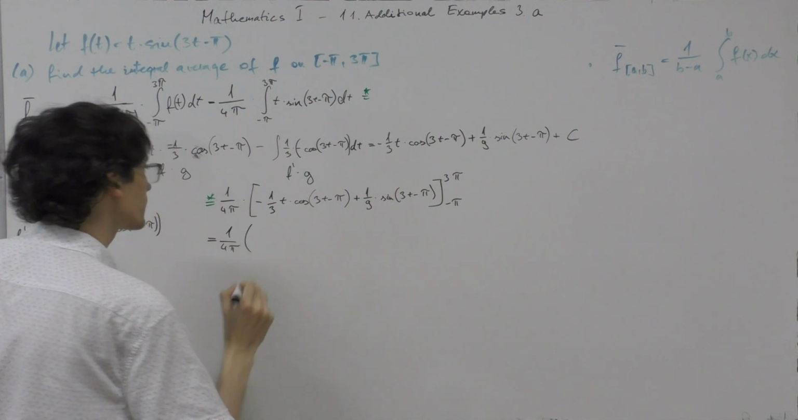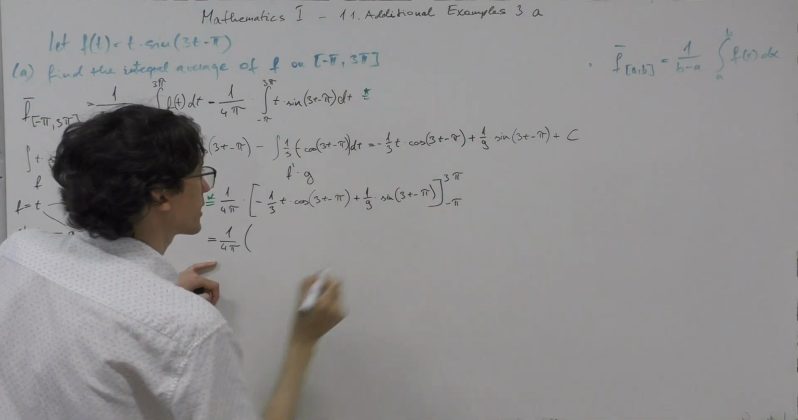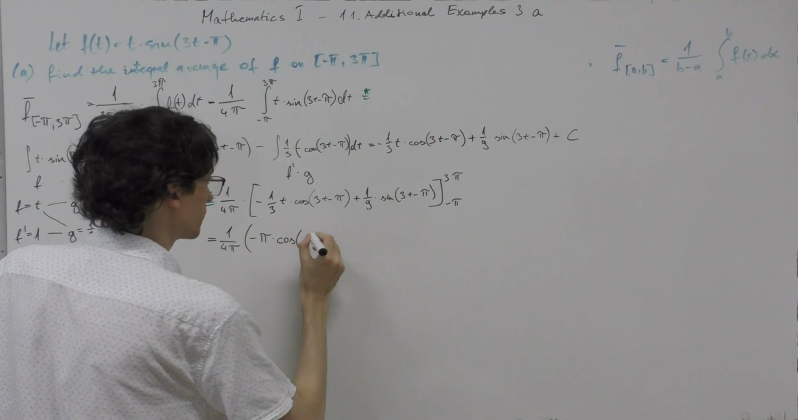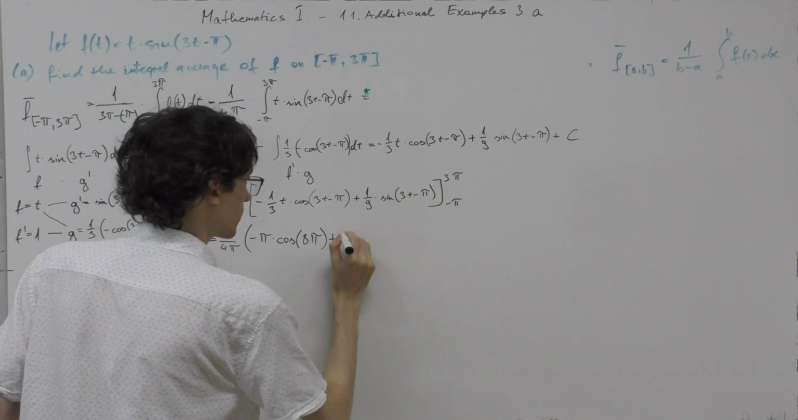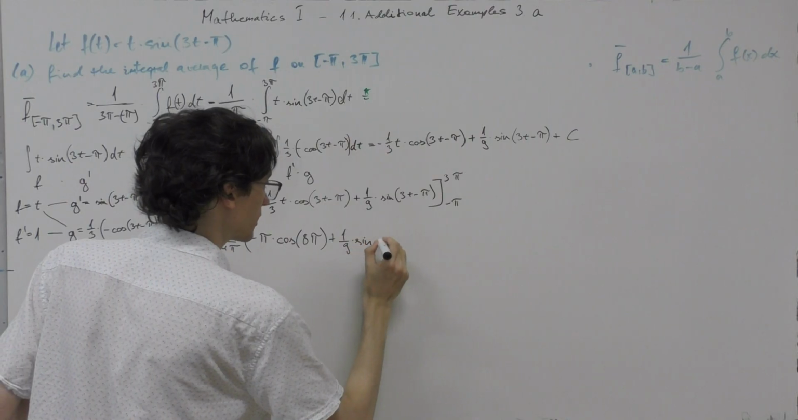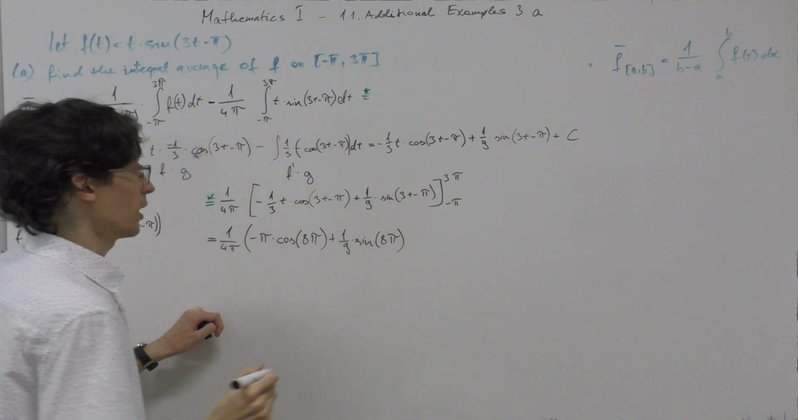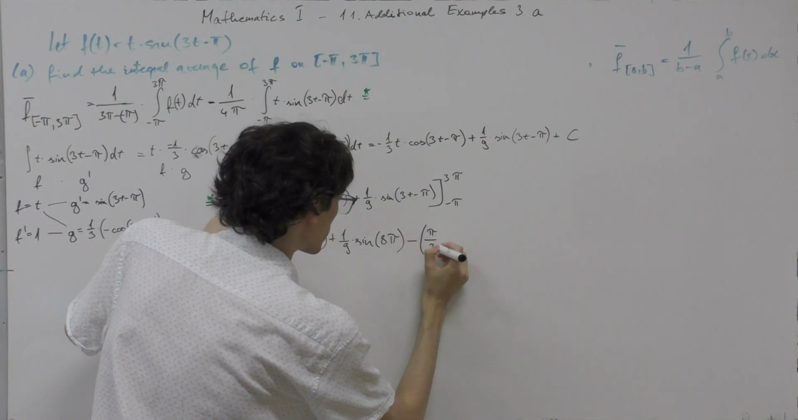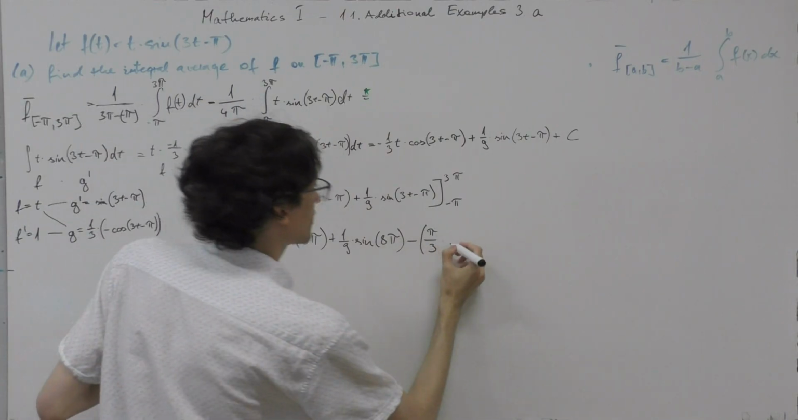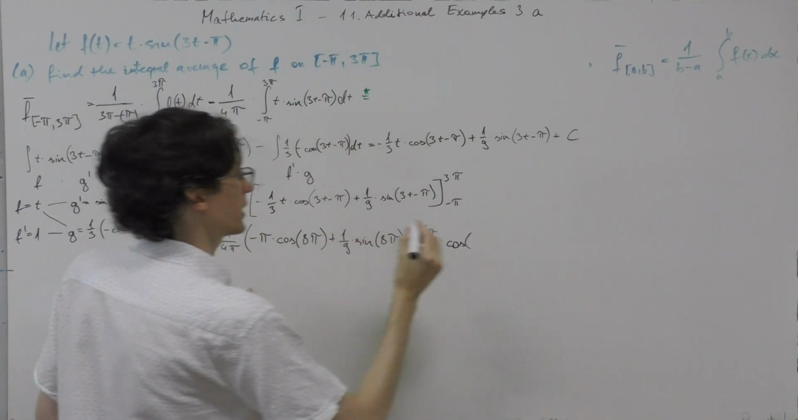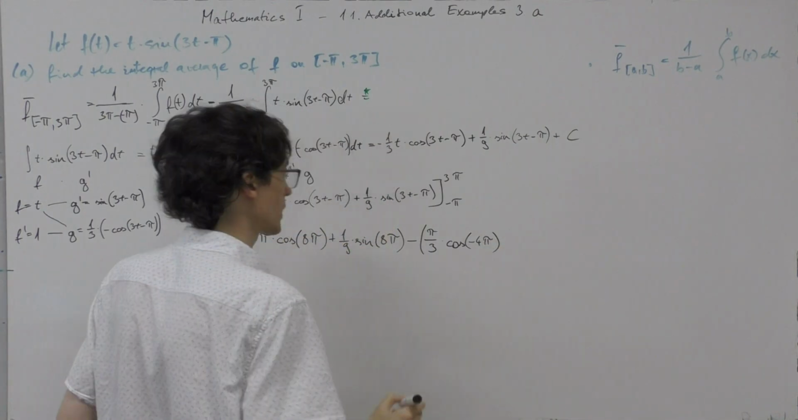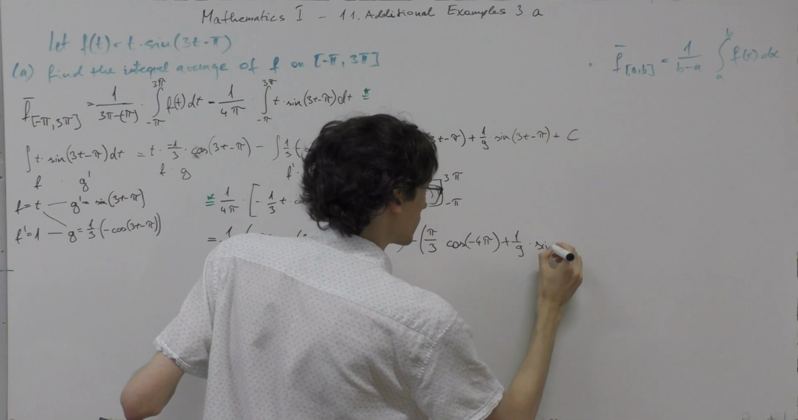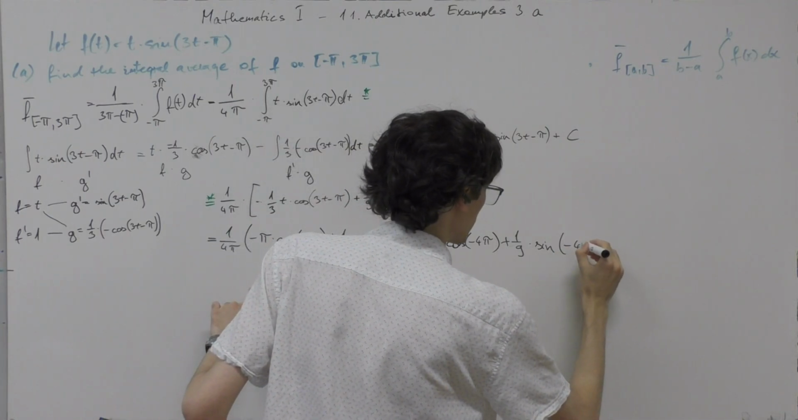1 over 4 pi times, so negative 1 over 3 times 3 pi is just negative pi times the cosine of 8 pi plus 1 over 9 times the sine of 8 pi minus negative 1 over 3 times negative pi gives us pi over 3 times cosine of negative 4 pi plus 1 over 9 times the sine of negative 4 pi.